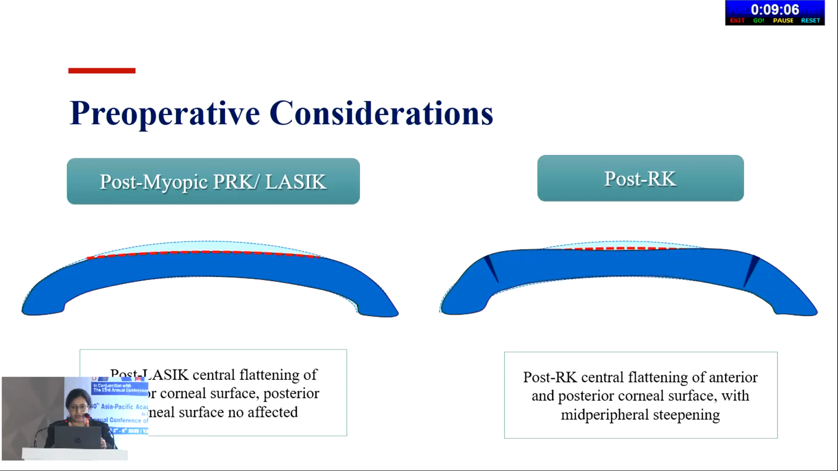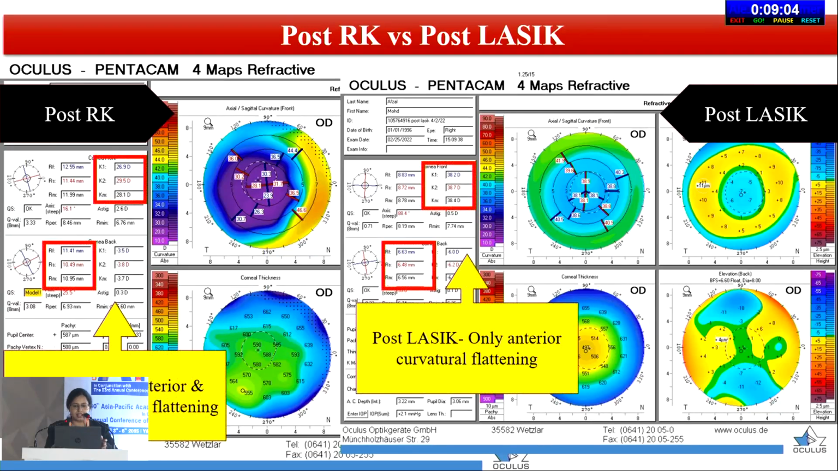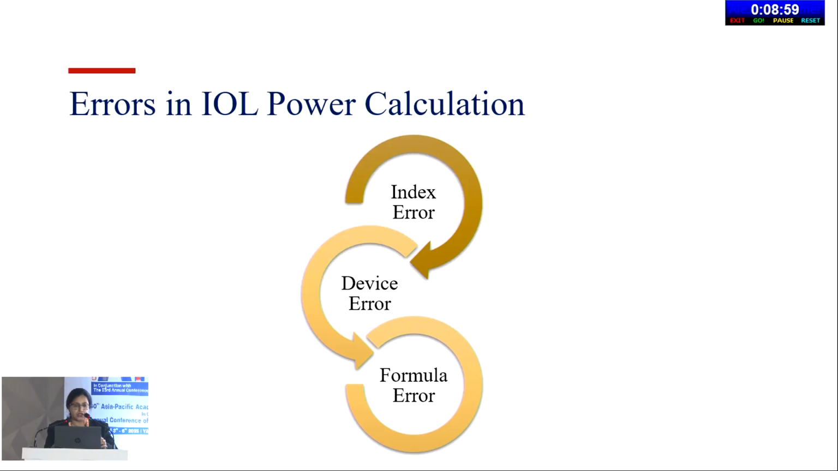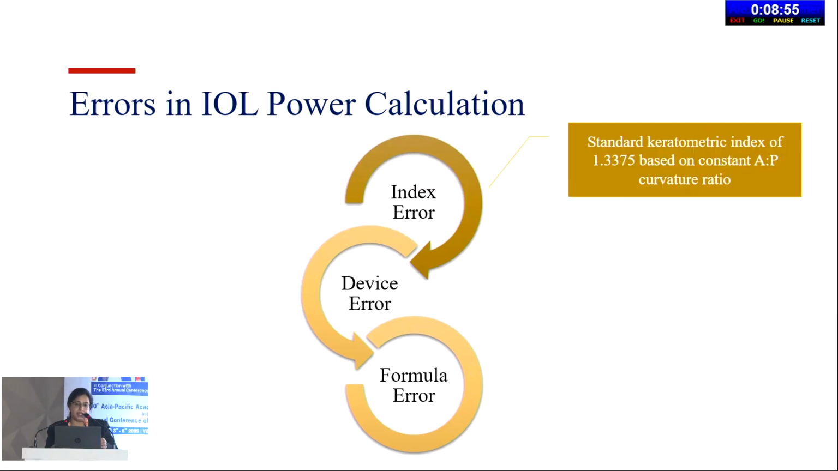So this is what is different about post-RK, and these are the issues which pose challenge during IOL power calculation. So why are there errors in IOL power calculation? One is the refractive index error, because the standard keratometric index of 1.3375 is based on a constant anterior to posterior ratio. So once you have anterior curvature flattening, this ratio no longer holds true.